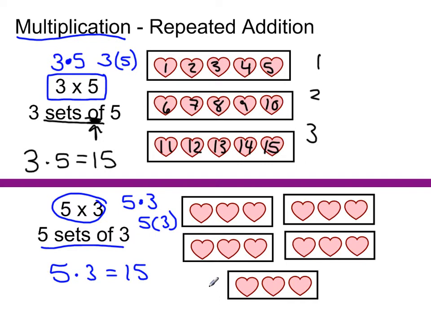Do what you need to do to know your multiplication tables 1 through 12. I expect you to know how to multiply 1 through 12. Please do that. Now, let's talk about properties of multiplication. This is one of our first properties that we experienced here. 3 times 5 is the same as 5 times 3.